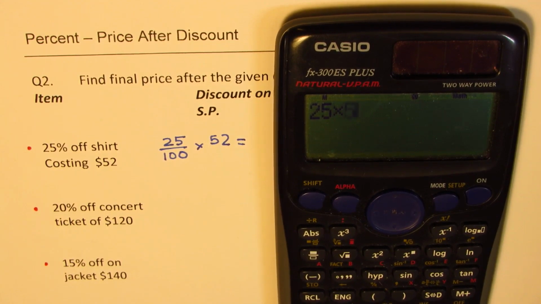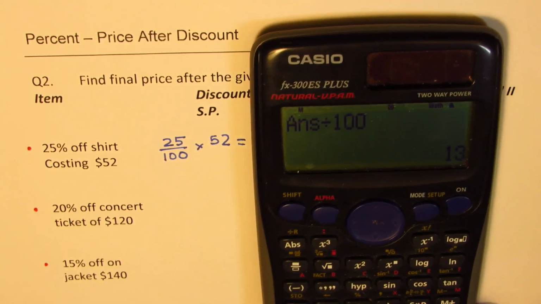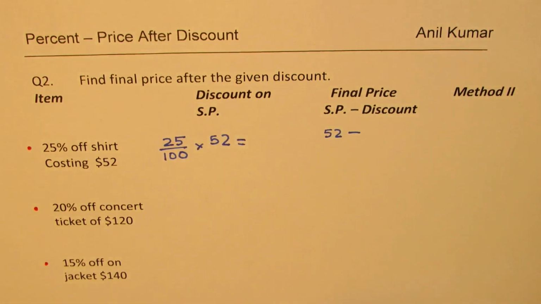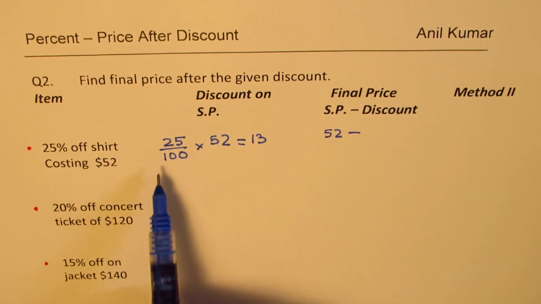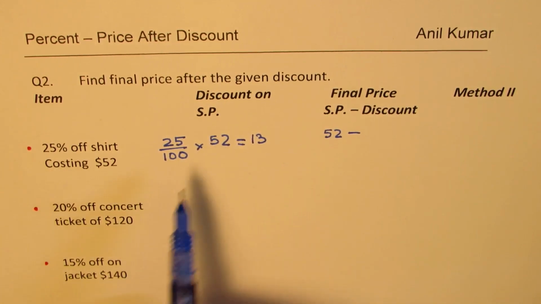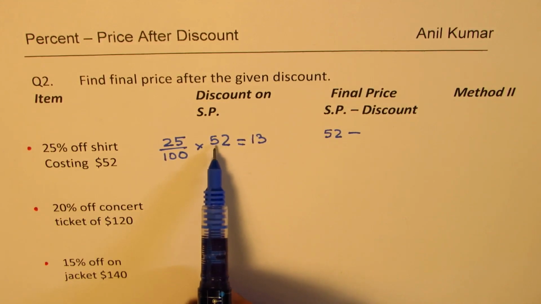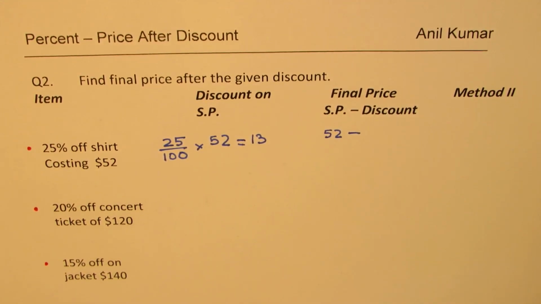25 times 52, and we divide by 100 to get 13 as our answer, right? So it should be 13, right? Now 25% is a very simple value to calculate. It means 1/4, correct? So half is 26 and half of 26 is 13.